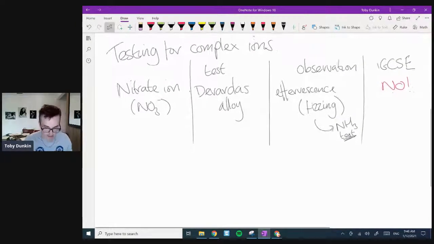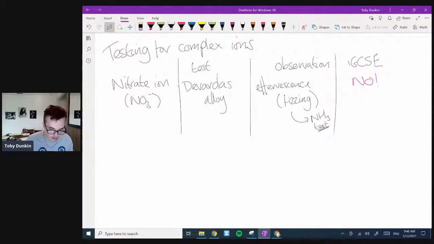But you do not need to know the nitrate ion for GCSE, which is awesome. They just removed it about 10 years ago, if you're interested. 10 years ago, you had to know it, and now you don't.